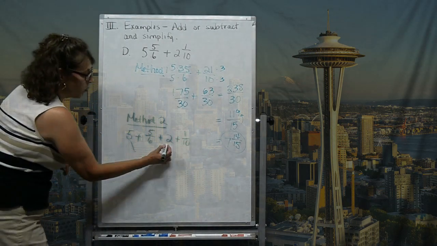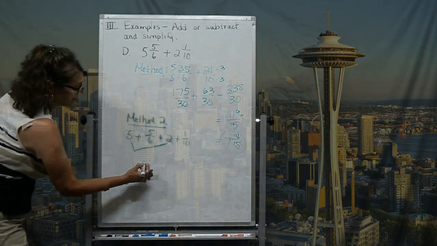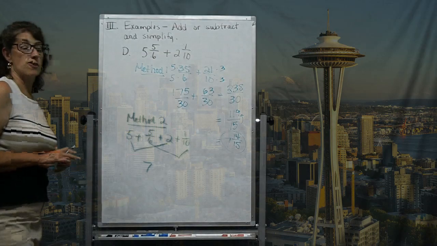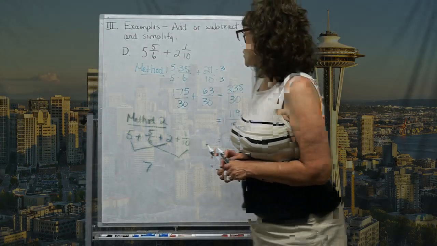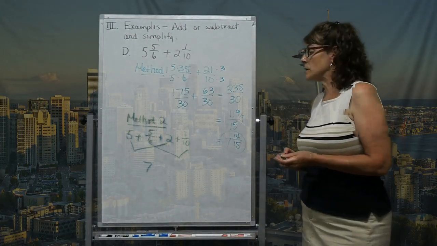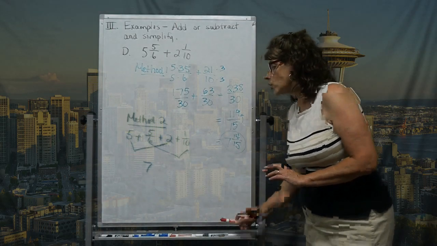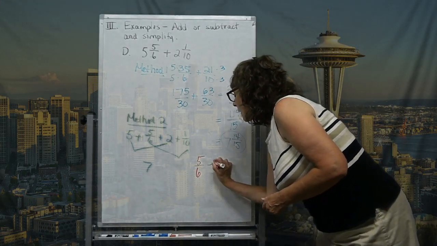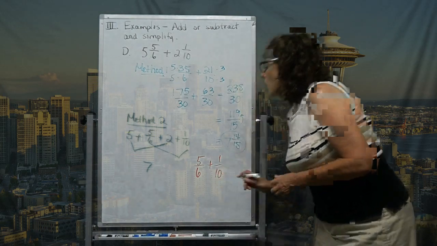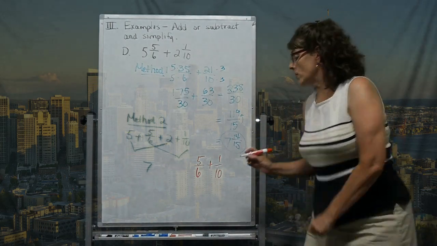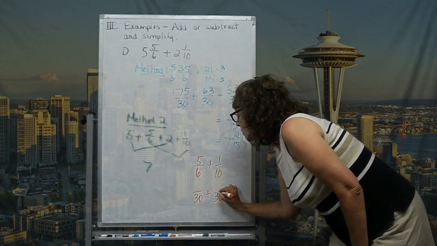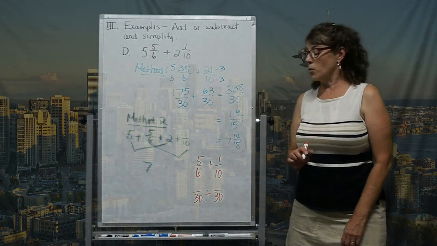So I can put my whole number parts together, and 5 plus 2 gives me 7. I can put my fractional parts together. Now with those fractional parts, they do need that common denominator, but the numbers will be much easier to work with. Because if I take a look at 5/6 plus 1/10, once again the smallest number they'll both go into is definitely a 30, but the numbers are much smaller. The digits are smaller and easier to work with.